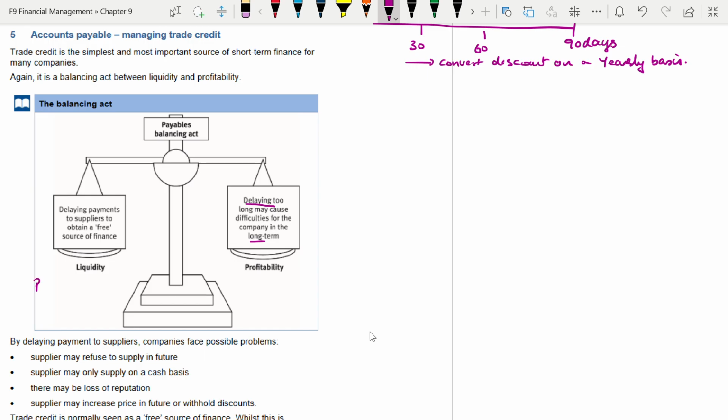Definitely, what will happen if you pay early? Your liquidity will decrease. If you delay payment, your profitability will increase. But the suppliers will have some issues with respect to the long term. This is what we call a balancing act. This is the payable.